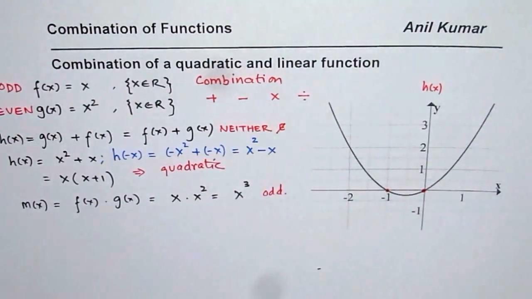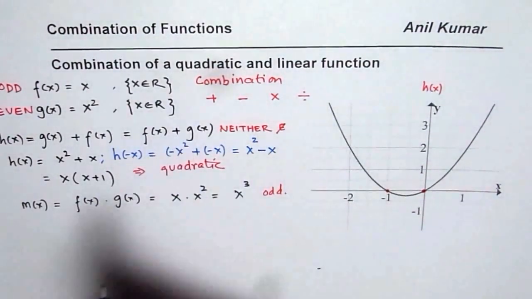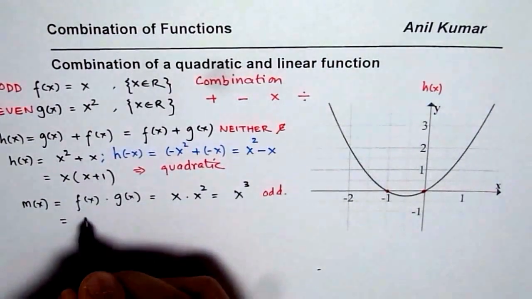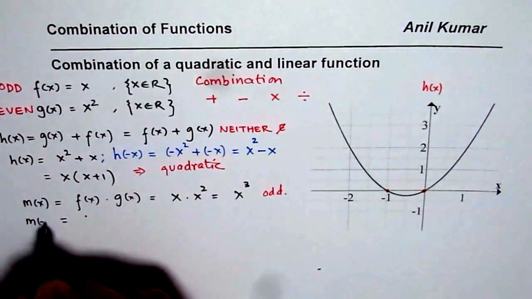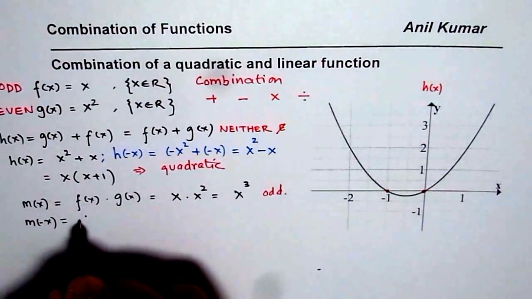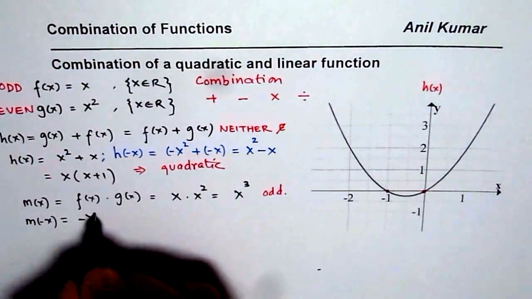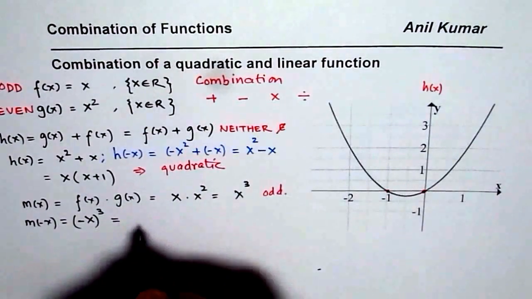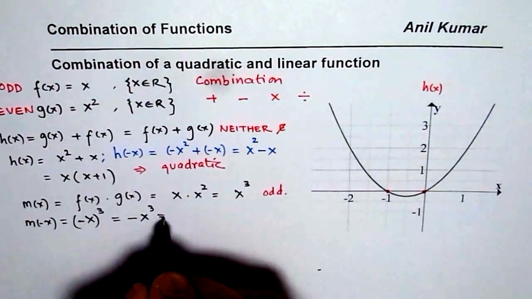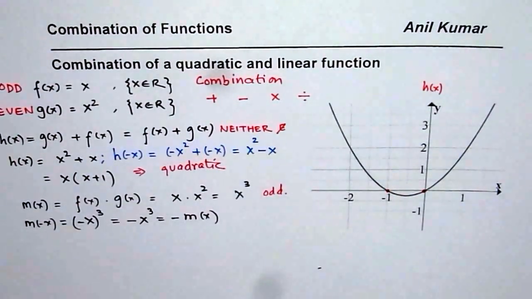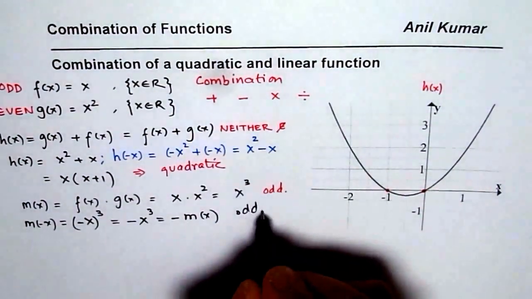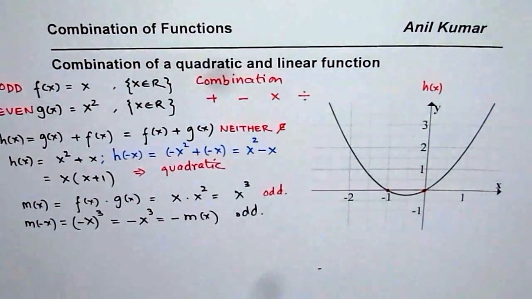So you could also prove it like we proved earlier. m of x is equal to, as we wrote, x cubed. Let me find what m of minus x is. It will be equal to minus of x cubed, which is minus x cubed, right? So we get minus of m of x, and therefore we can prove that it is an odd function. Is that okay? So when you multiply these functions, it becomes an odd function, correct?